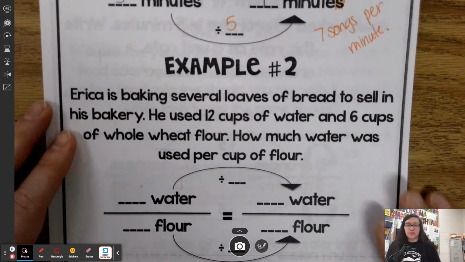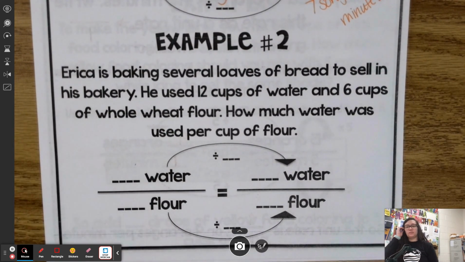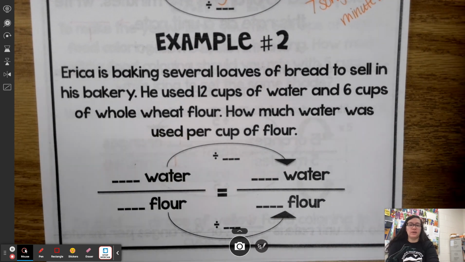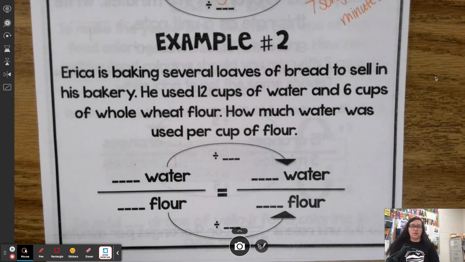Alrighty, example number 2. Erica is baking several loaves of bread to sell in his bakery. He used 12 cups of water and 6 cups of whole wheat flour. How much water was used per cup of flour?